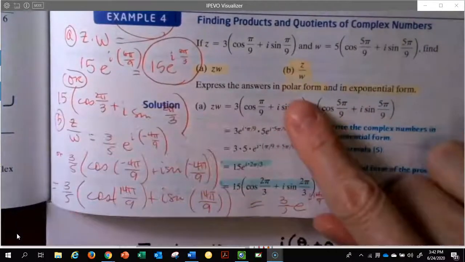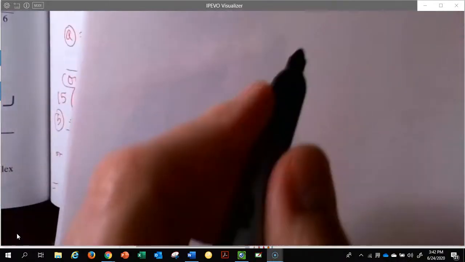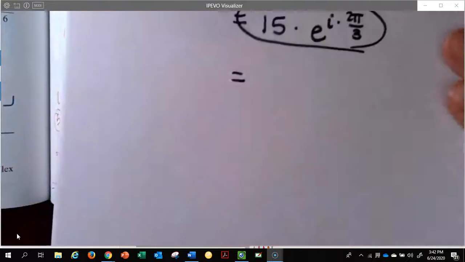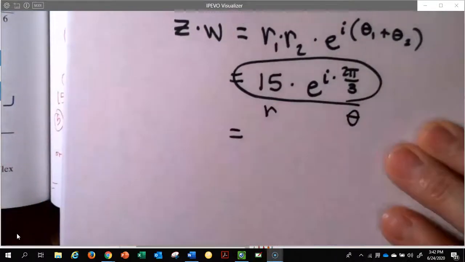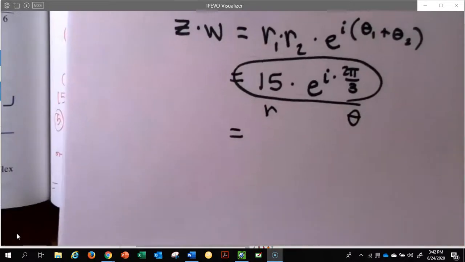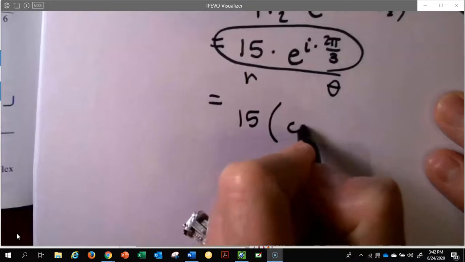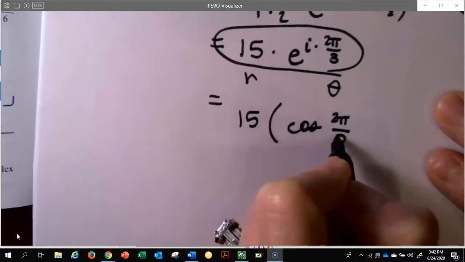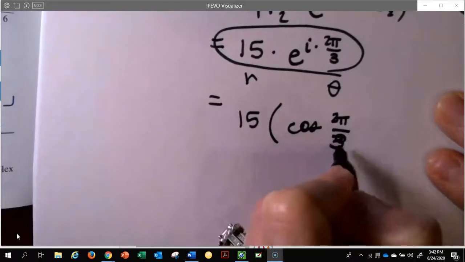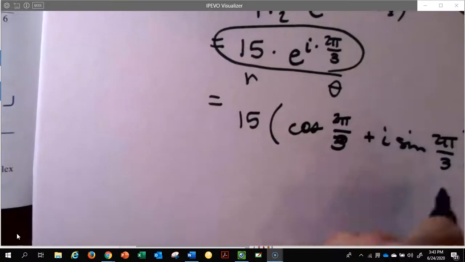And then they also want this in polar form. And so I've got the z times w. I'm just going to make a note that this is my r and this is my theta. If I want to go to polar form, I need my r times my cosine of my theta, plus i sine of my theta.